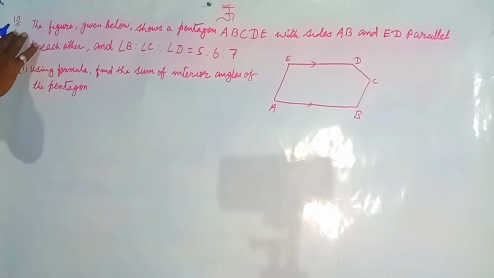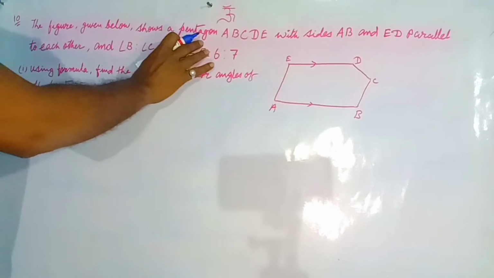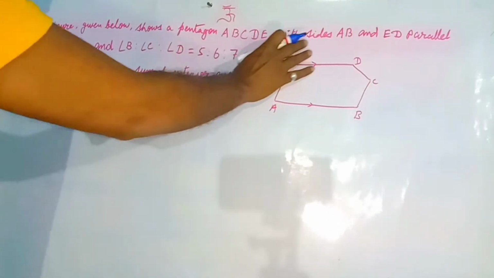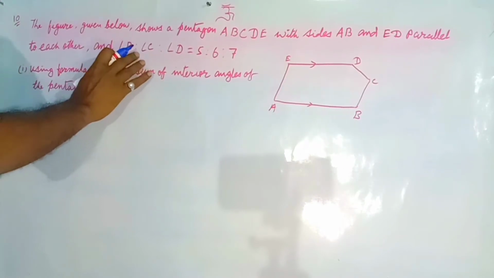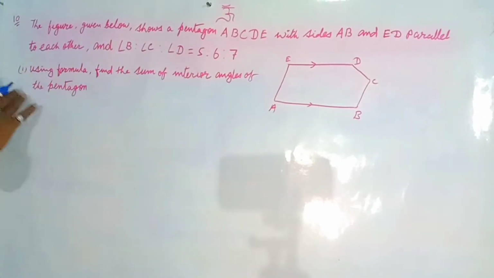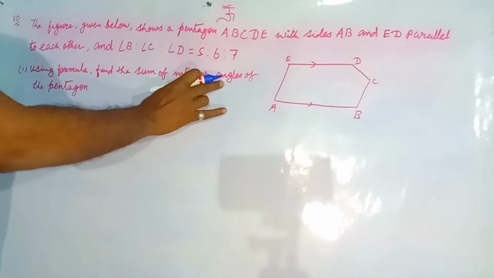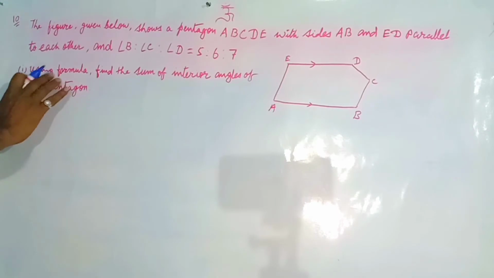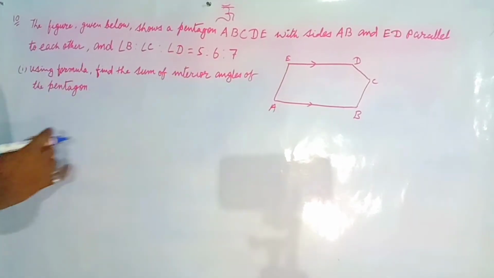That's it. Now we have question number 10, and the question is: the figure given below shows a pentagon ABCDE with sides AB and ED parallel to each other, and angles B, C, D in the ratio 5 is to 6 is to 7. And the first question is: using the formula, find the sum of interior angles of the pentagon. It is very easy. You have to use the formula for the sum of interior angles.